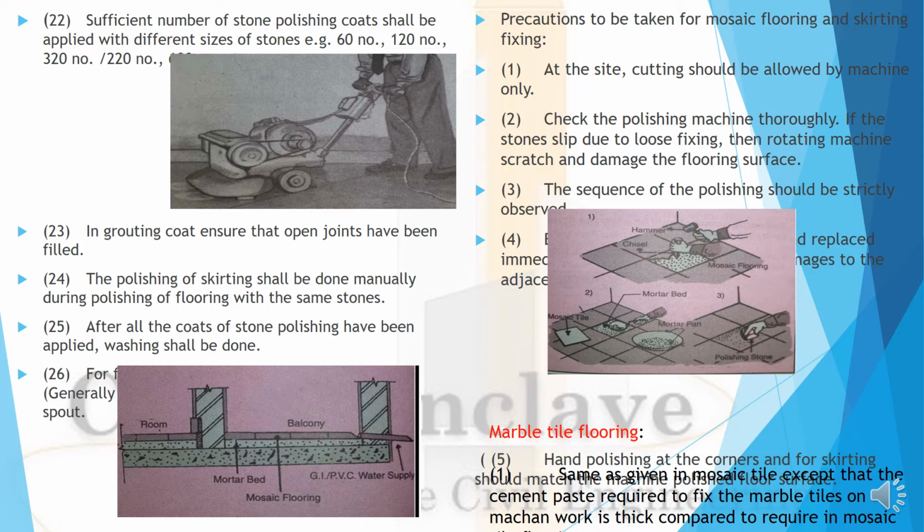Ensure that skirting lines are perpendicular. Stone polishing coats shall be done with different sizes of stones, for example 60 number, 120 number, 320 and 220. This is the polishing machine. In the grouting course, ensure that open joints have been fixed. The polishing of skirting shall be done manually, during polishing of flooring, with the same stones. After all the coats of stone polishing have been applied, wash all stones. See here, you can see how these stones have been fixed.